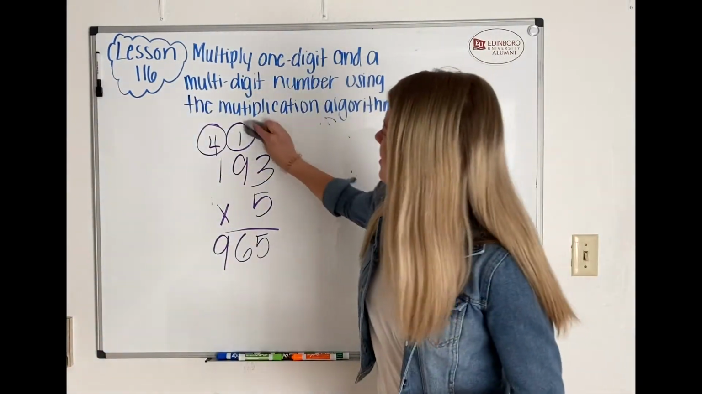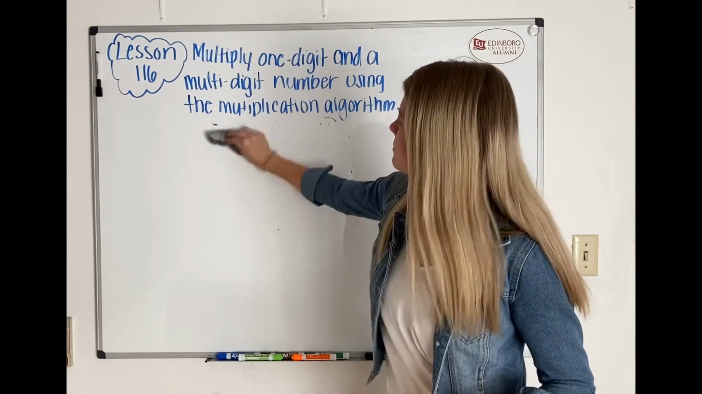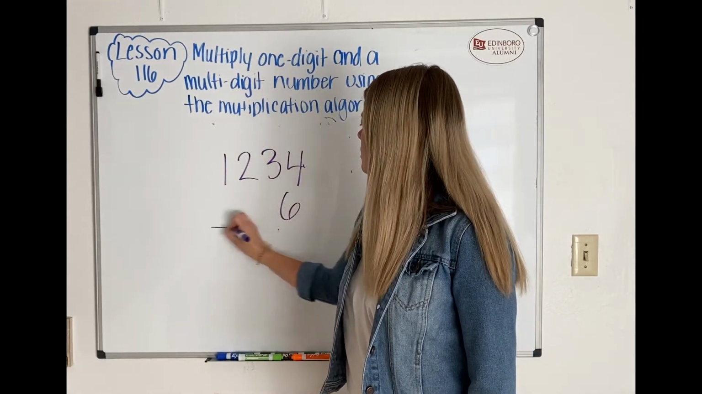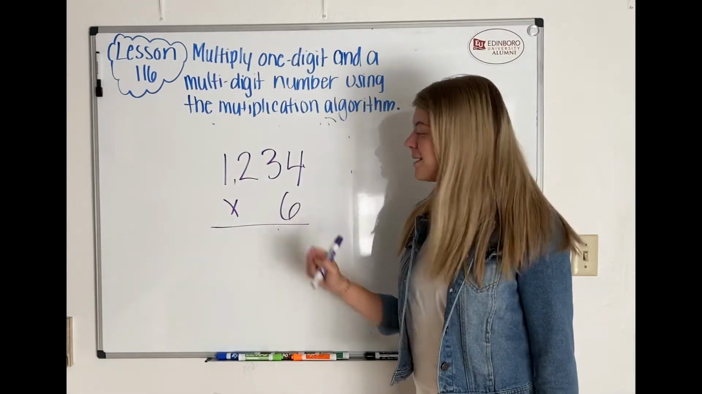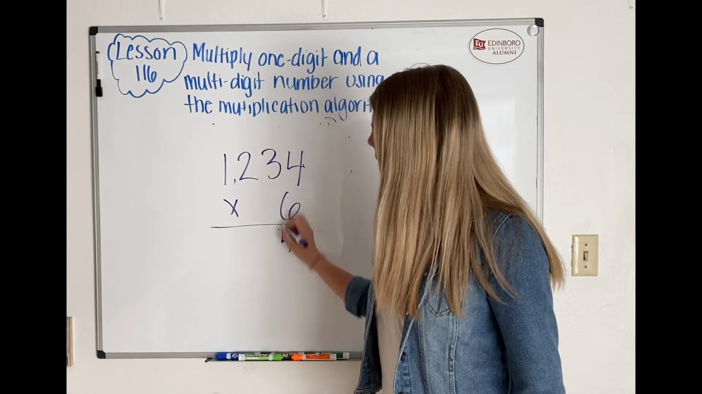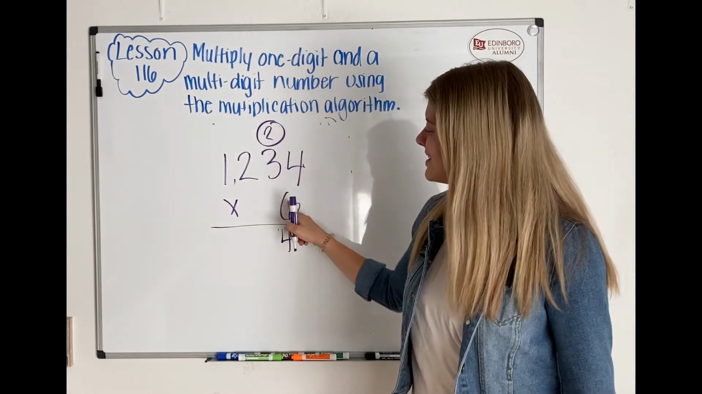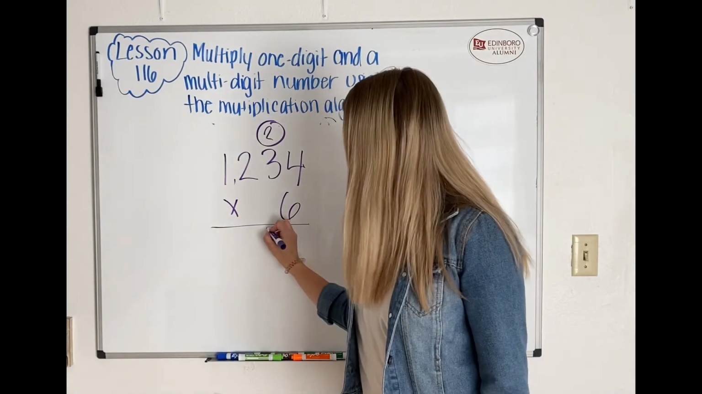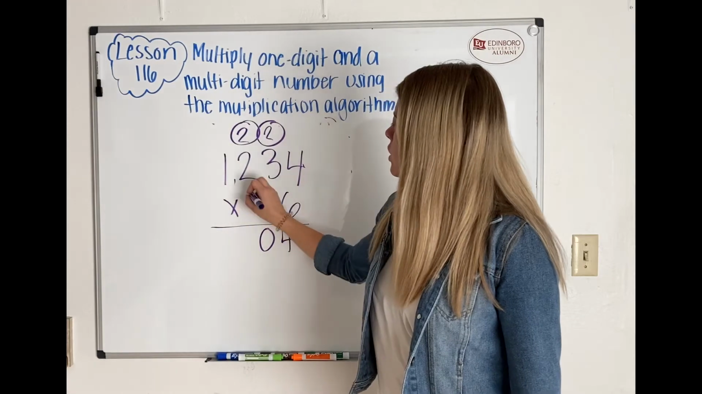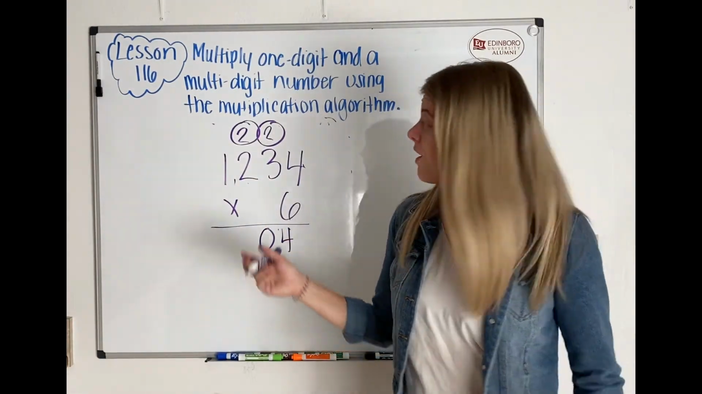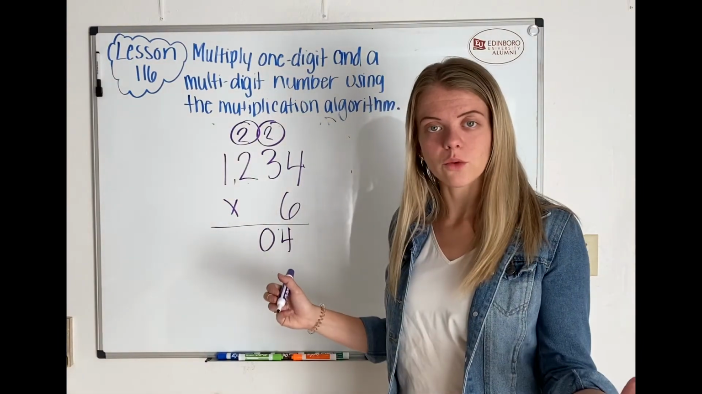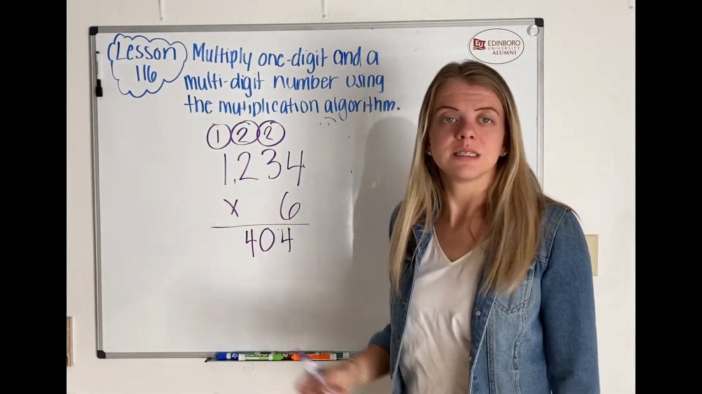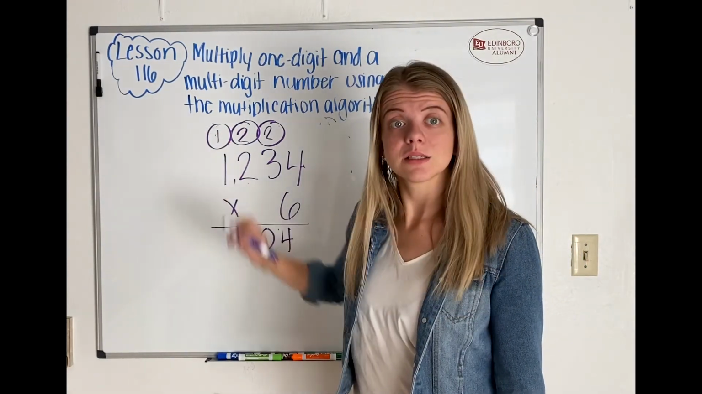Now that I've done it with a 3-digit, I can do it with a 4-digit number. Four times 6, 24. Carry my 2. 3 times 6 is 18. Add the bubble. 18 plus 2 is 20. 2 times 6 is 12. Add the bubble. 12 plus 2 is 14. 1 times 6 is 6. 6 plus 1 is 7.